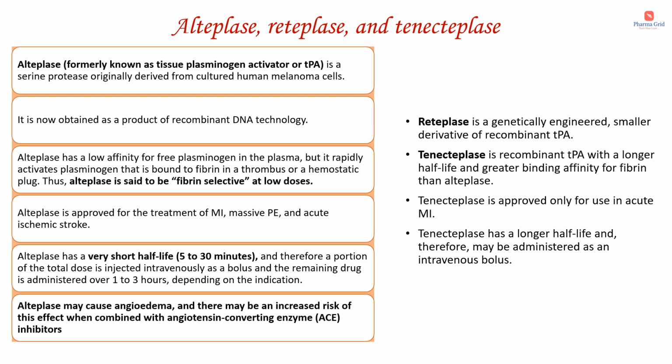Alteplase, reteplase, and tenecteplase. Alteplase, formerly known as tissue plasminogen activator or tPA, is a serine protease originally derived from cultured human melanoma cells, and now it is obtained as a product of recombinant DNA technology. Alteplase has a low affinity for free plasminogen in the plasma, but it rapidly activates plasminogen that is bound to fibrin in a thrombus or a hemostatic plug. Thus, alteplase is said to be fibrin selective at low doses. Alteplase is approved for the treatment of myocardial infarction, massive pulmonary embolism, and acute ischemic stroke.